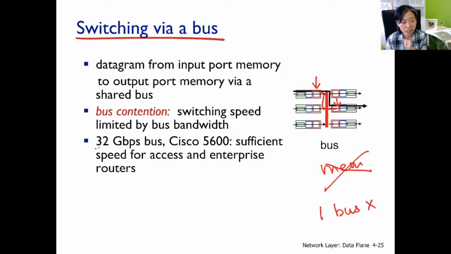And this is actually in the Cisco 5600 series. Having a 32 gigabits per second bus guarantees also 32 gigabits per second switching rate. Now the only limitation is just the bus. Okay, there could be bus contention depending on how many input ports you have and how busy they are.